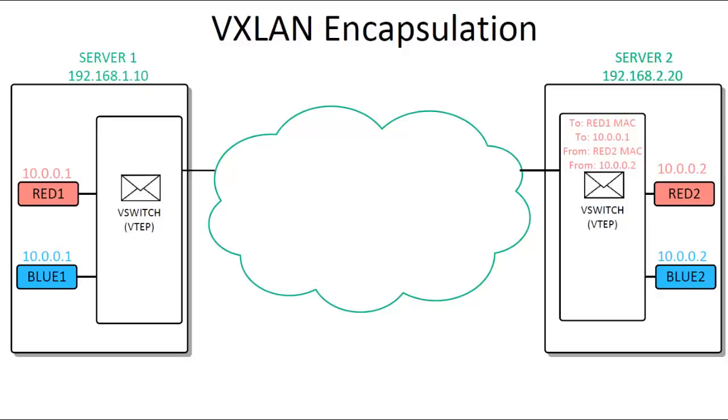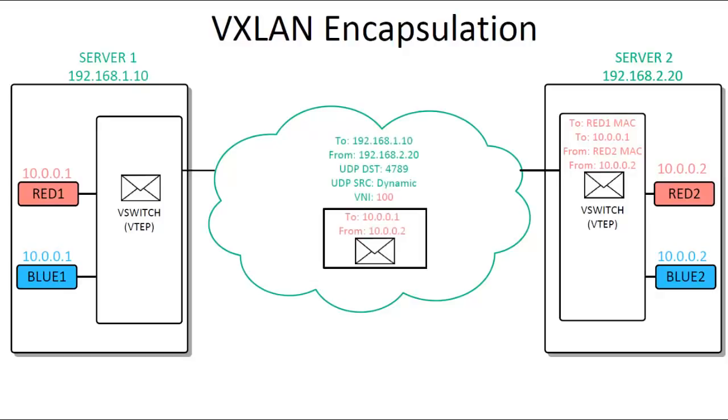The VTEP on server 2 encapsulates this packet with new outer headers at layers 2, 3, 4, as well as the VXLAN header. Layer 2 on the outer header is used to reach the next hop device in the underlay network. Layer 3 on the outer header has a destination IP of the VTEP at server 1, 192.168.1.10, and a source of 192.168.2.20. Layer 4 has a destination port of 4789, as well as a dynamic UDP source port.